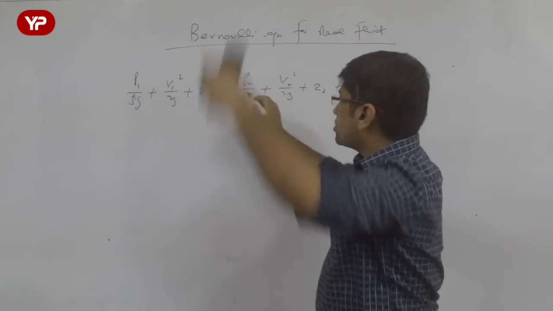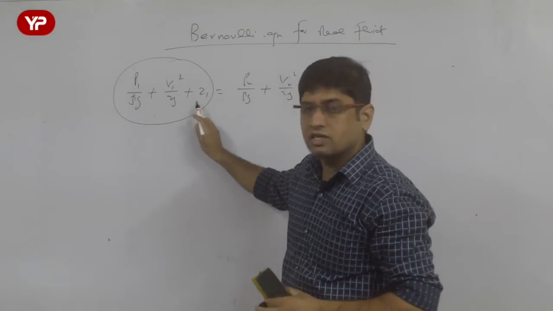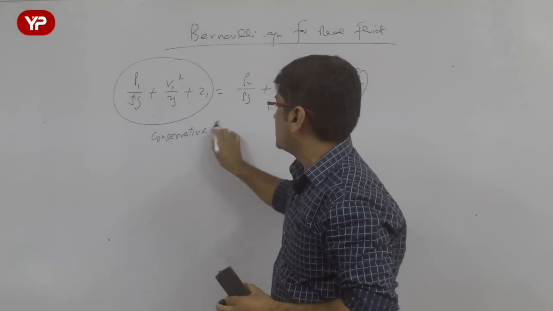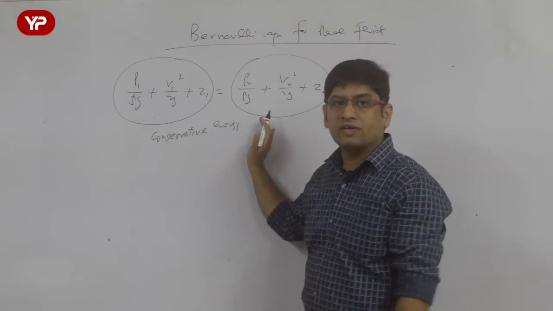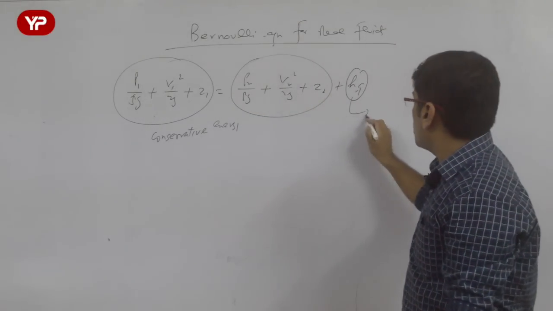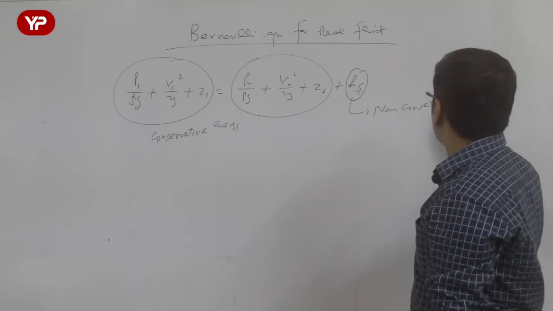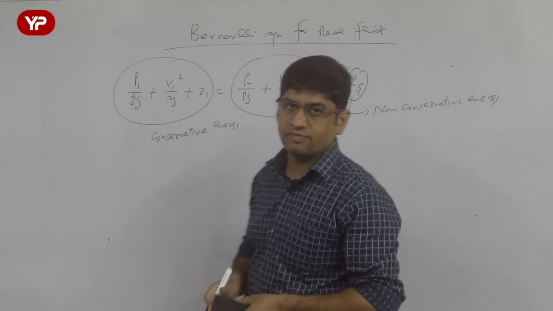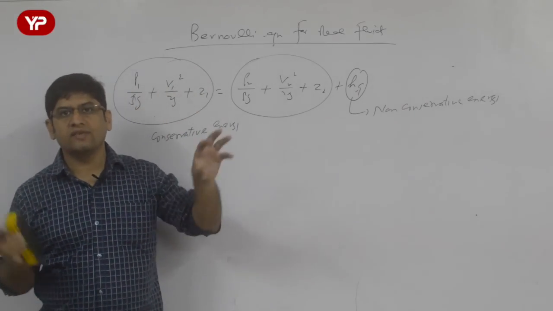Now in the Bernoulli equation, all these three energies, pressure energy, kinetic energy, potential energy, are called conservative energy terms. That means conservative energy at section 1, conservative energy at section 2, and this is called the non-conservative energy term. That means total energy is conserved. Total energy is always conserved, but total energy is made up of two parts: conservative and non-conservative.